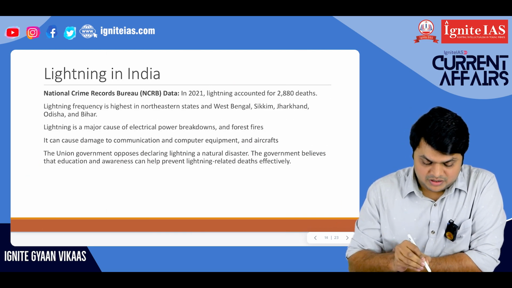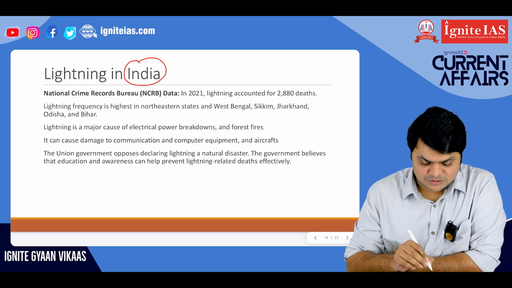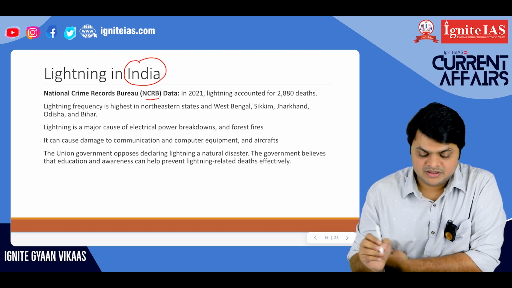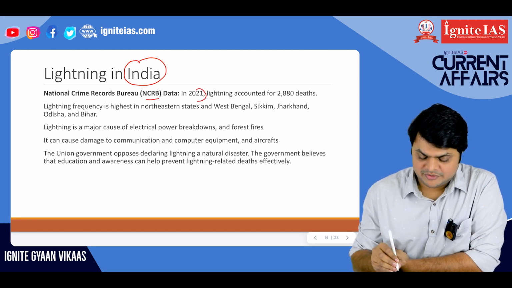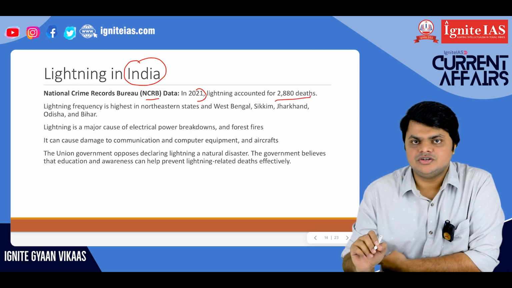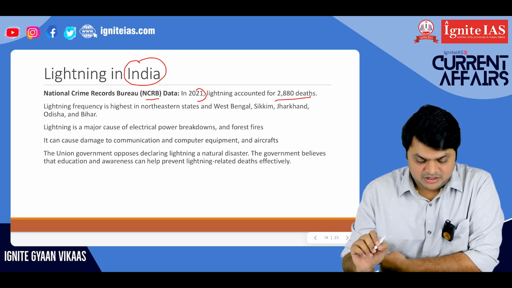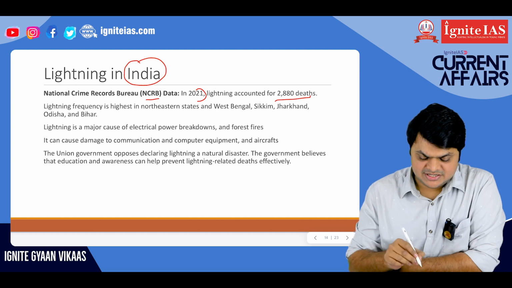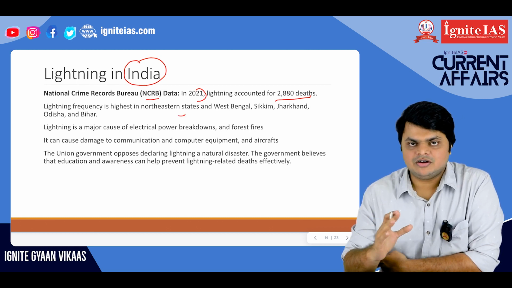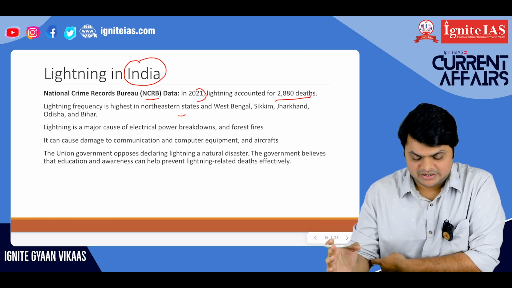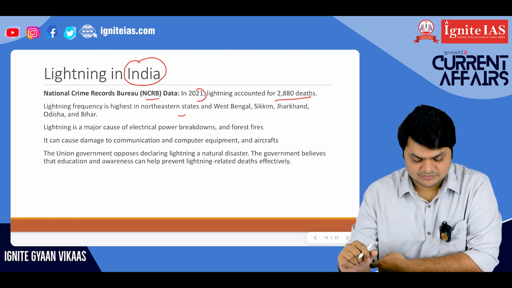Now let's see how lightning impacts India. As per National Crime Records Bureau data, in 2021 alone, there were around 2,800 deaths caused due to lightning all over India. The highest frequency of this is in northeastern states, West Bengal, Sikkim, Jharkhand, Odisha, and Bihar. These are all the states in eastern part of the country where lightning frequency is highest.